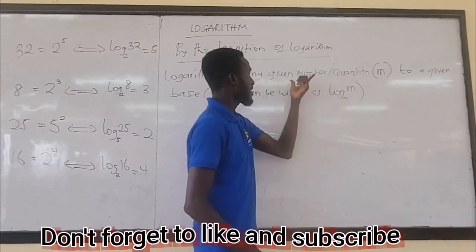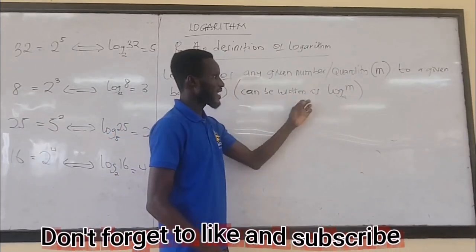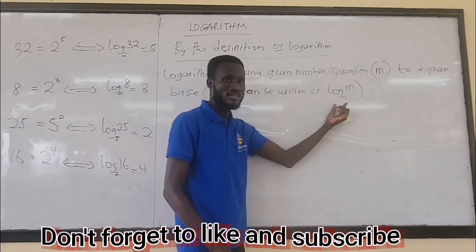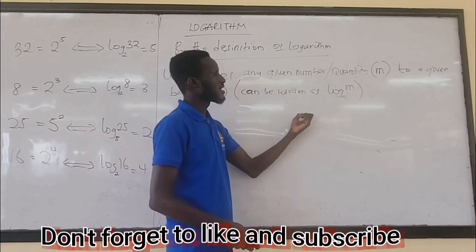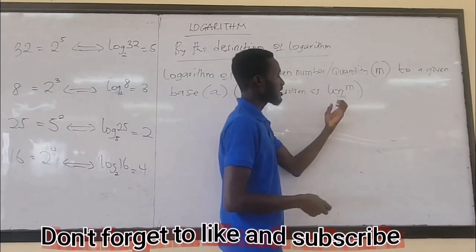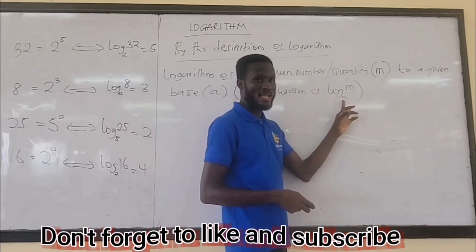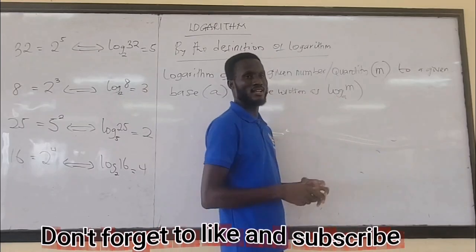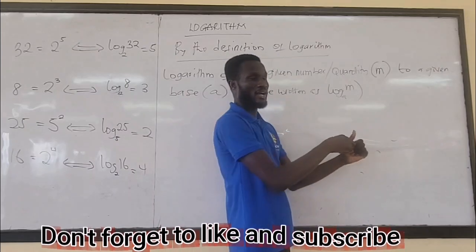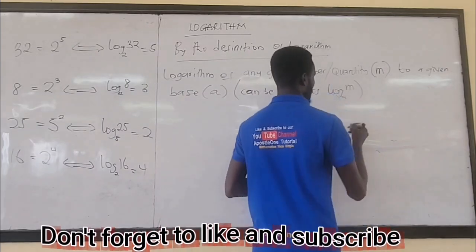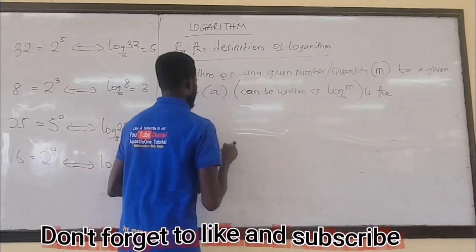So the quantity is m, or the given number is m, given to a particular base. The base is what? A. So this is the log of m base a. Now, what will be the answer to this one? This means that if you want to get the given number m, we need to use the base a to raise a certain number. So this one is the base.